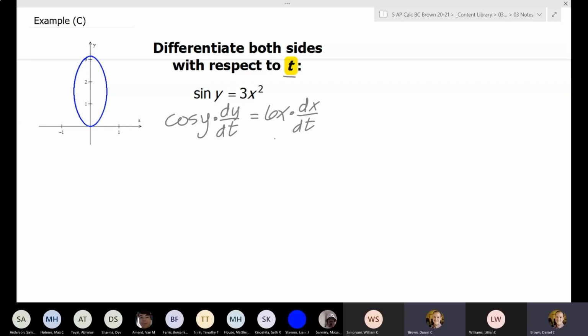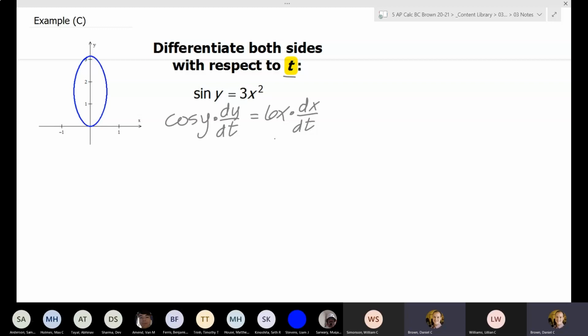Notice when I took the derivative of something with y, it was multiplied by dy/dt. When I took the derivative of something with x in it, we multiplied it by dx/dt. Those two values would be different because one is basically the rate of change of y with respect to time. The other one is the rate of change of x with respect to time. Any questions so far about implicit differentiation?